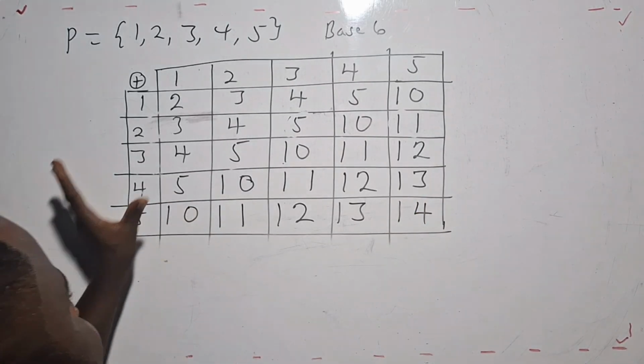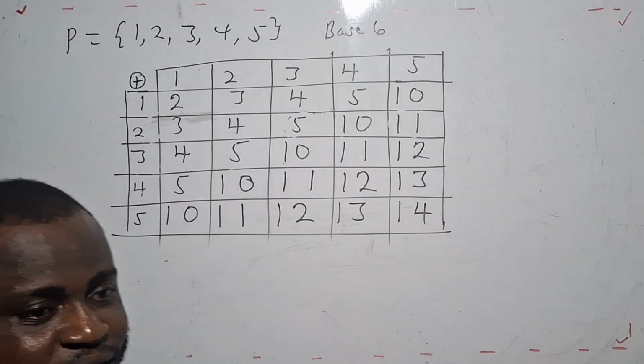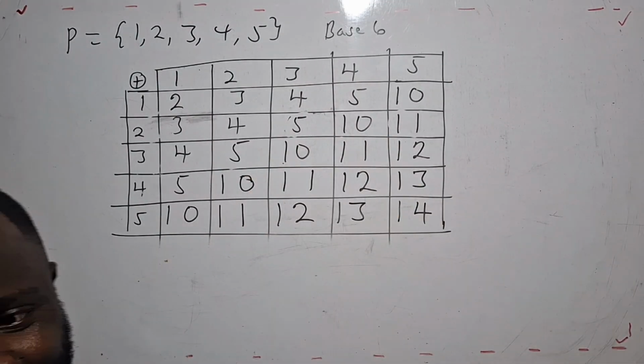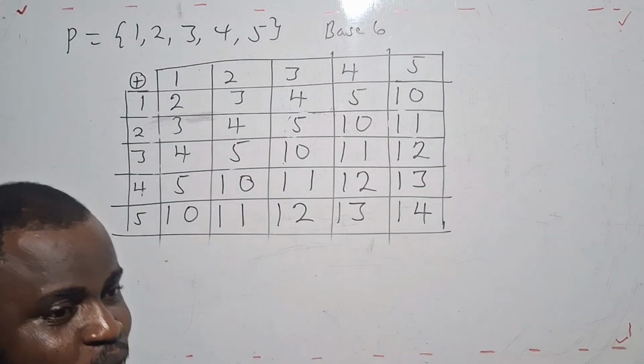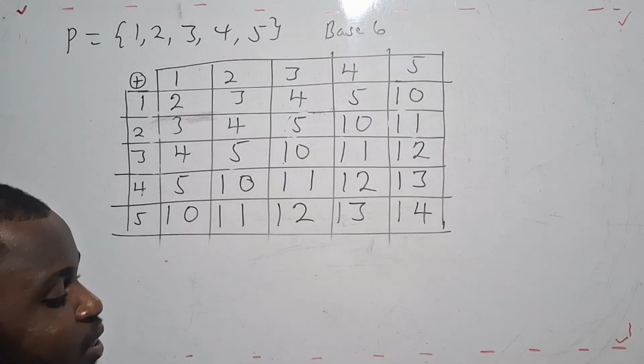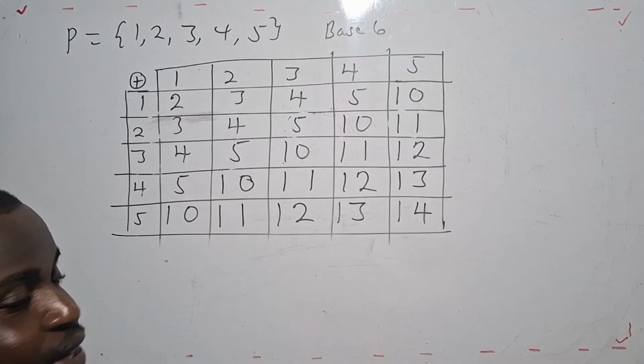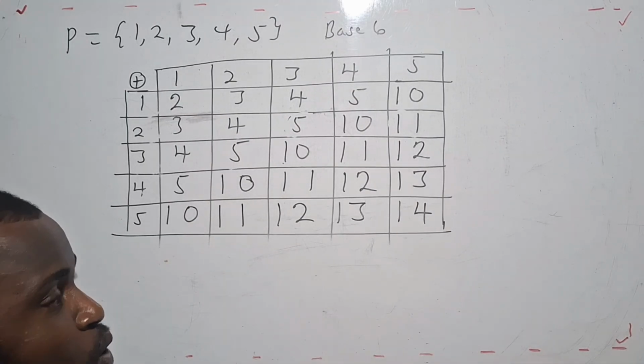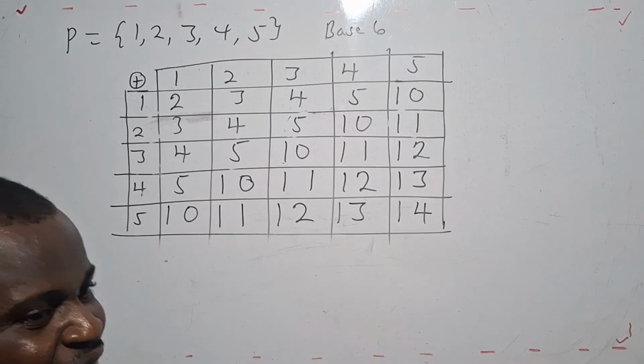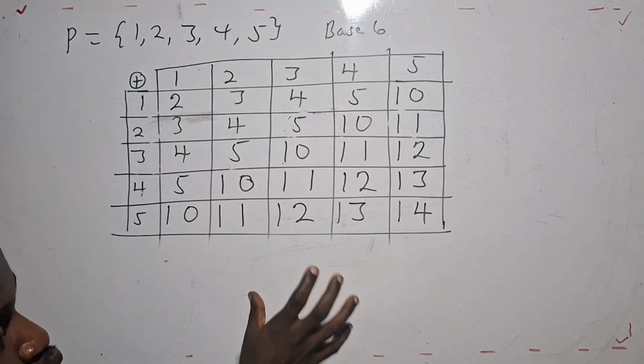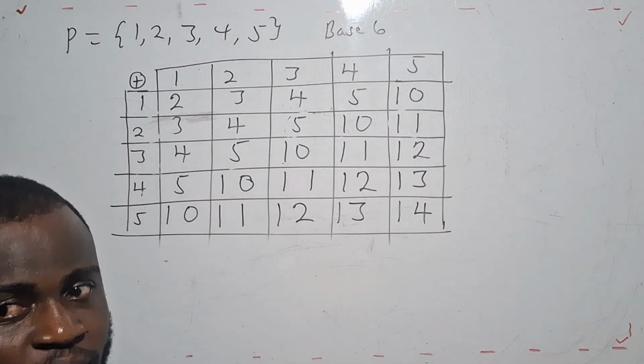So this is how the addition table of base 6 is done. This is how it is added. Very simple and easy if you understand the tricks inside. So we are going to continue with the other questions we are going to solve on this part.